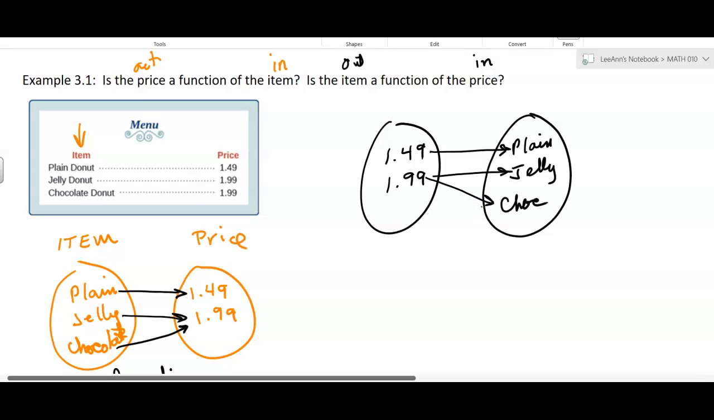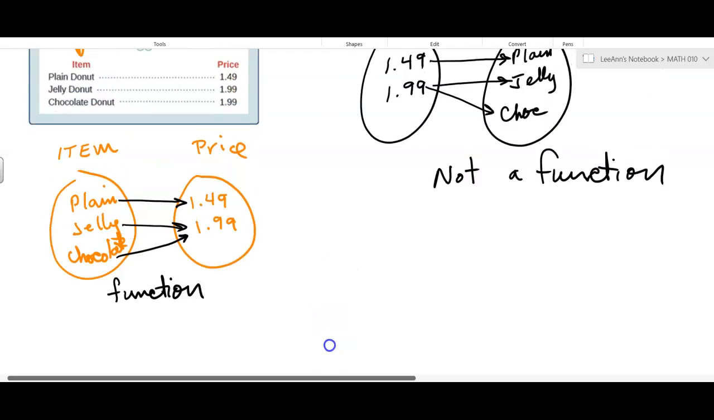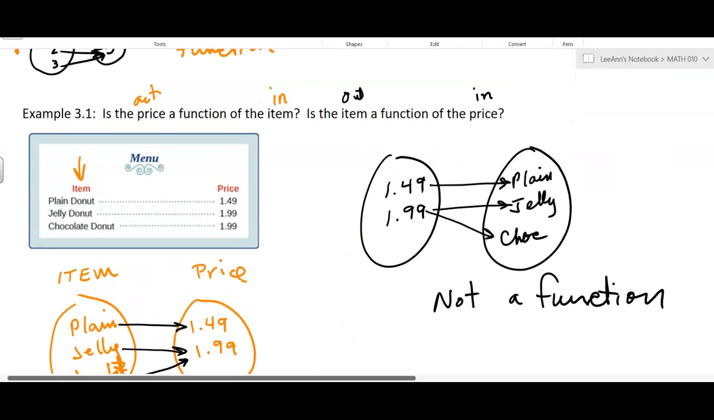So, is the item a function of the price? Not a function here, because the $1.99 is going 2 different places. So I know that's a long video, but it's kind of an important one to really get our minds wrapped around what a function is and how we can tell if something's a function.